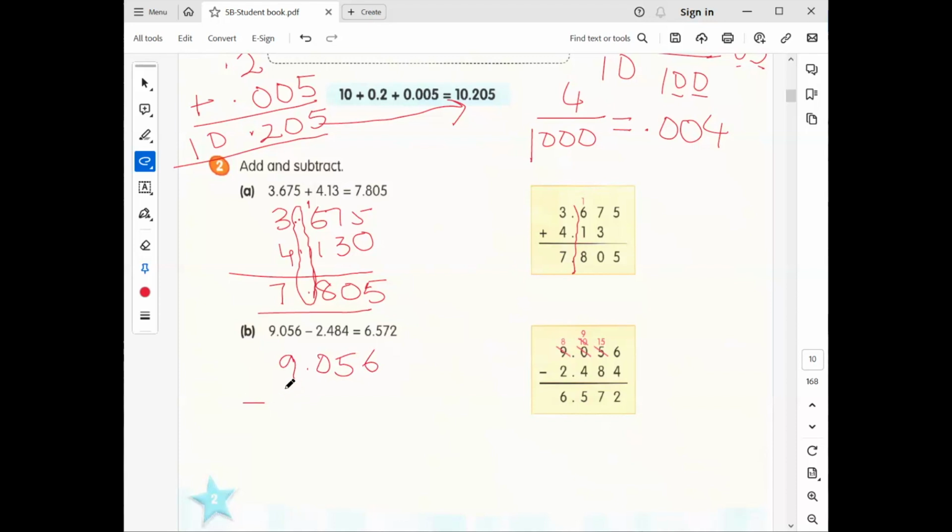Minus or negative 2.484. We get now 6 minus 4, 2.